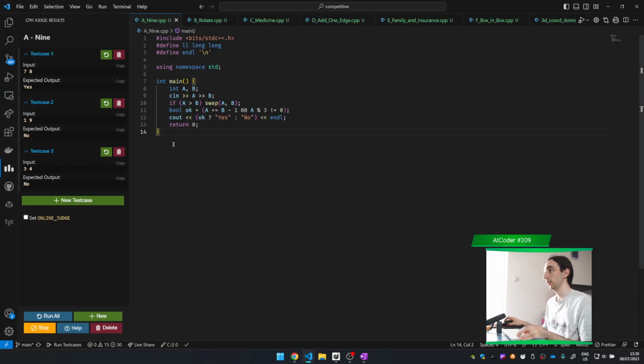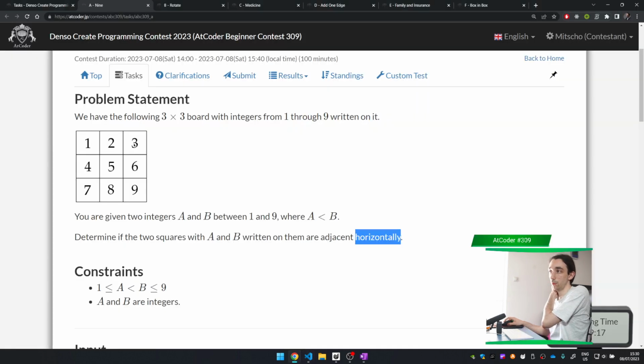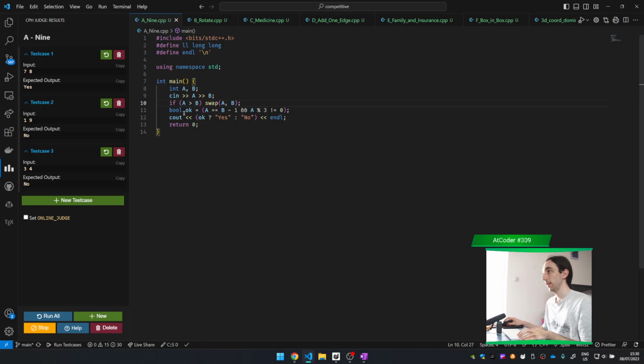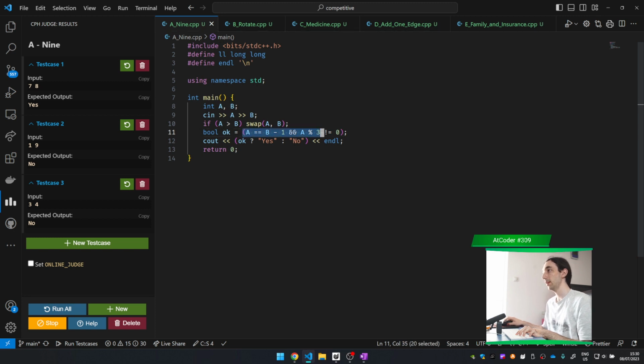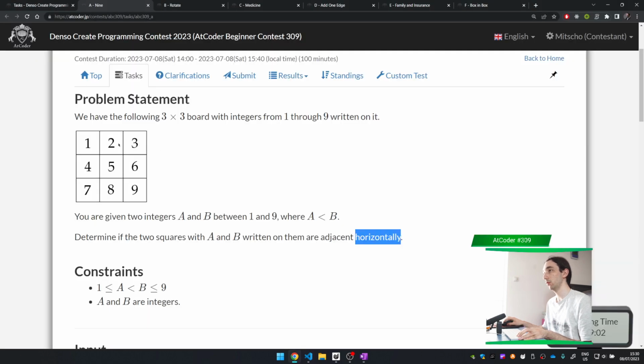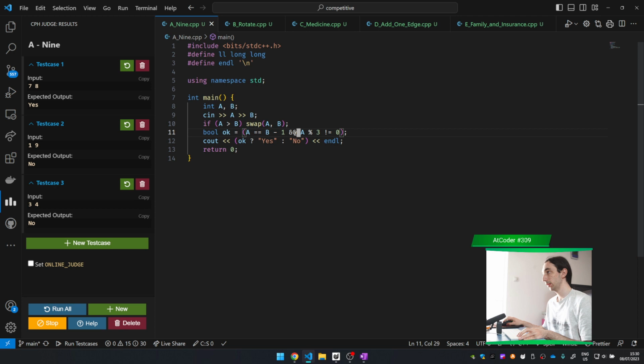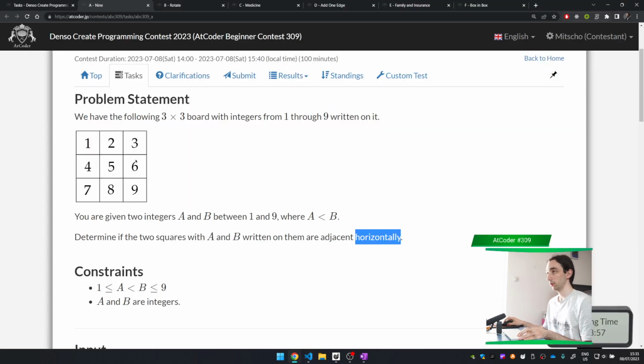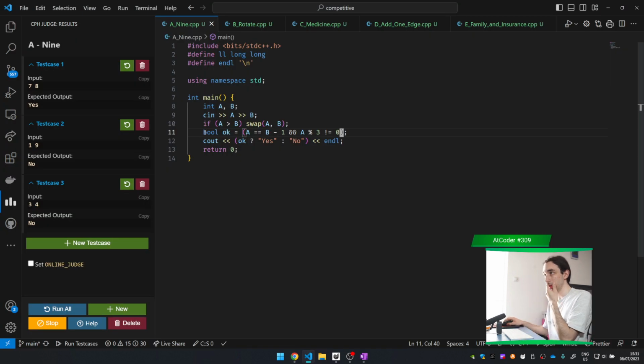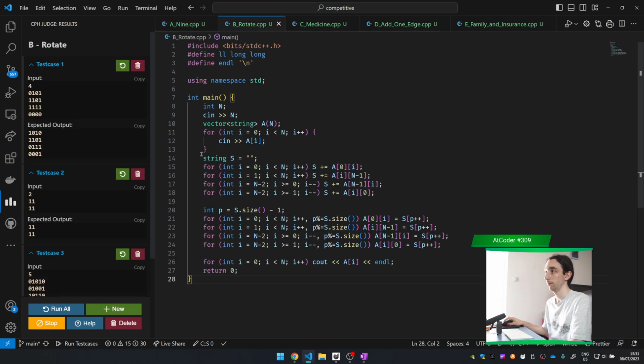What I'm doing is essentially, if A is bigger than B, I'm going to swap, and I will say A is always the element which is smaller. And it's okay only when A is equal to B minus 1, so one element shorter than B, and then A is not divisible by 3, because all of these are divisible by 3. That's one thing of writing this down. So A is not 3 or 6 or 9. So at the end, if it's okay, then it's yes, or otherwise no.